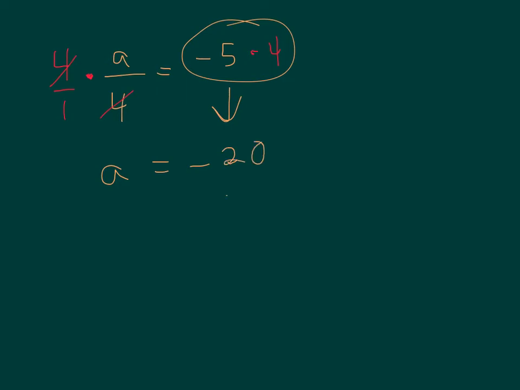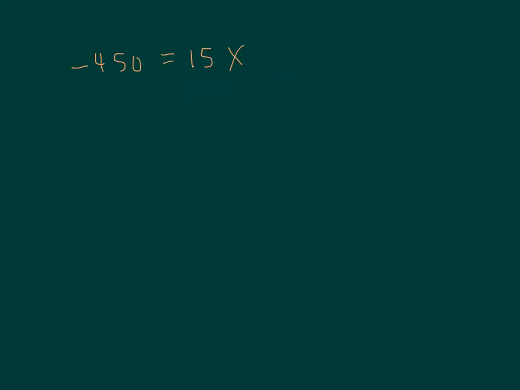And although my writing isn't the neatest there, we get the point. Onward and upward, we have our variable x, and x is attached to 15 via multiplication. So what's the opposite of multiplication? Division. So what am I going to do on both sides? Divide. I'm going to divide by 15.